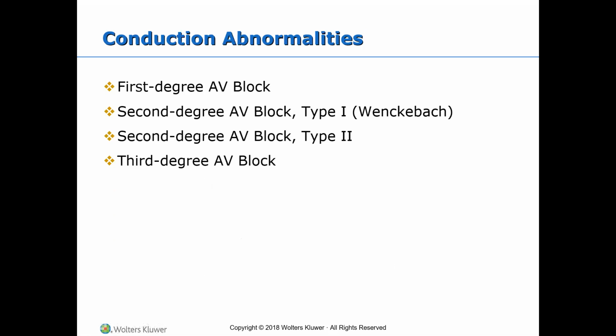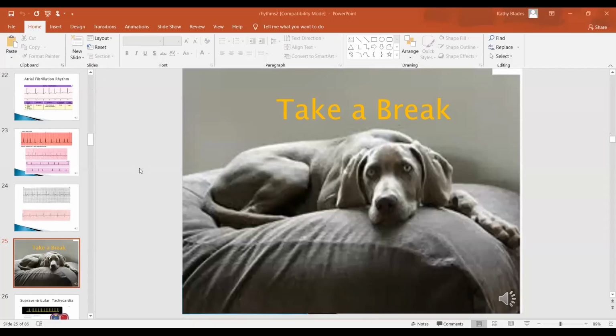And then we have conduction abnormalities. You have a first degree AV block, second degree AV block type 1, also known as a Wenckebach block, and you have a second degree AV block type 2, and also a third degree AV block. We're going to go back and talk about the blocks as well.